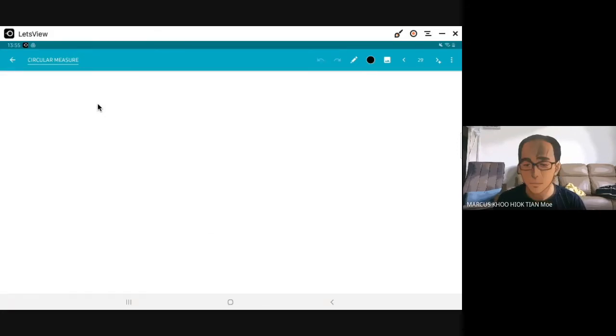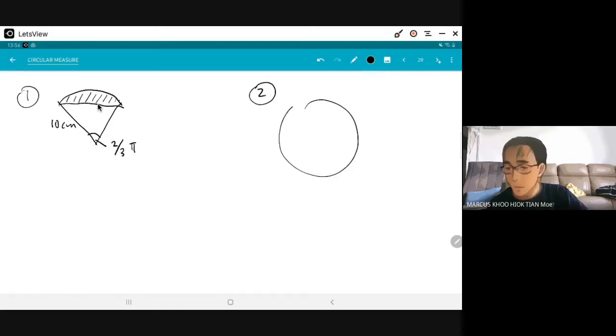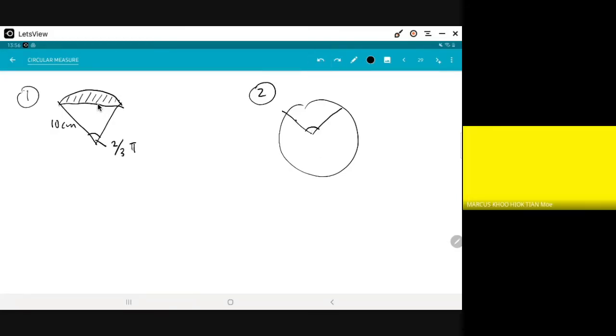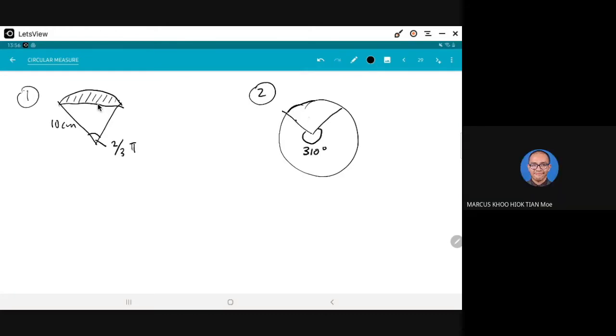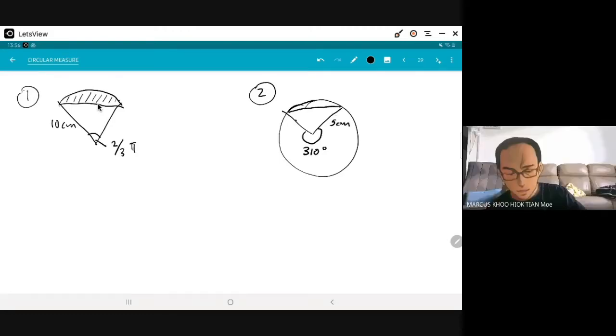Okay, let's try a couple more questions, and then we will go on to another part. So let's have this one, same thing. The most simple one, find this one, but this angle is 2/3 pi and the radius is 10 cm. Okay, second question, circle over here, this is 58, I don't want this. Over here is 310 degrees, and this one is 5 cm. I want to find this area as always.